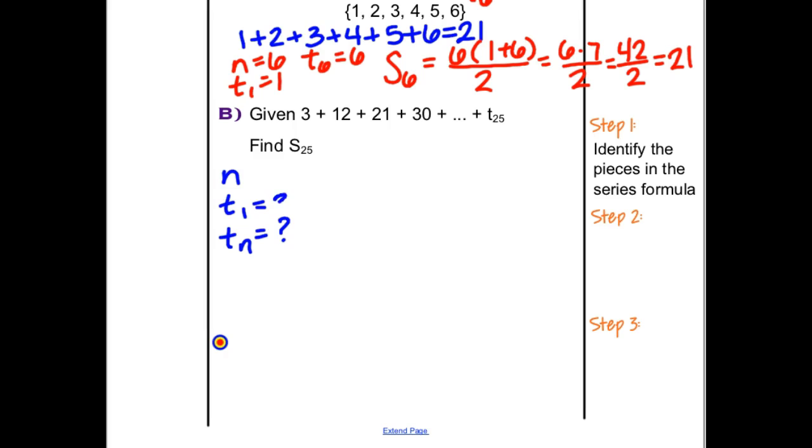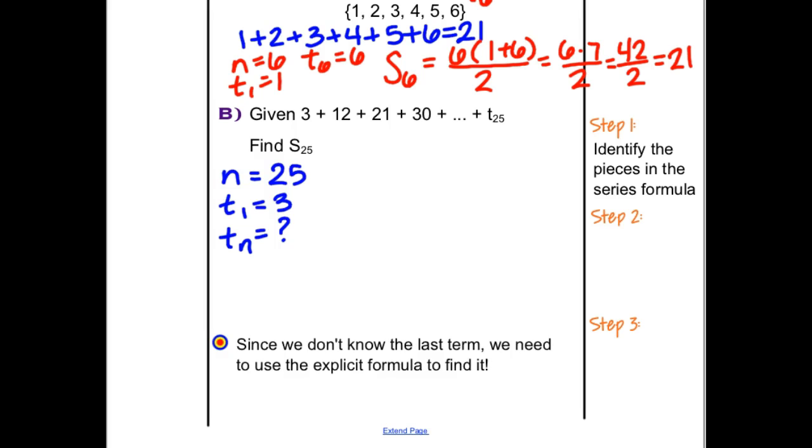I know term 1 is 3, and I know n is 25. What I'm noticing here is that I don't know the last term, so I need to use the explicit formula to find it. So I need to find my explicit formula. Remember, that's term n equals term 1, which is 3, plus d.